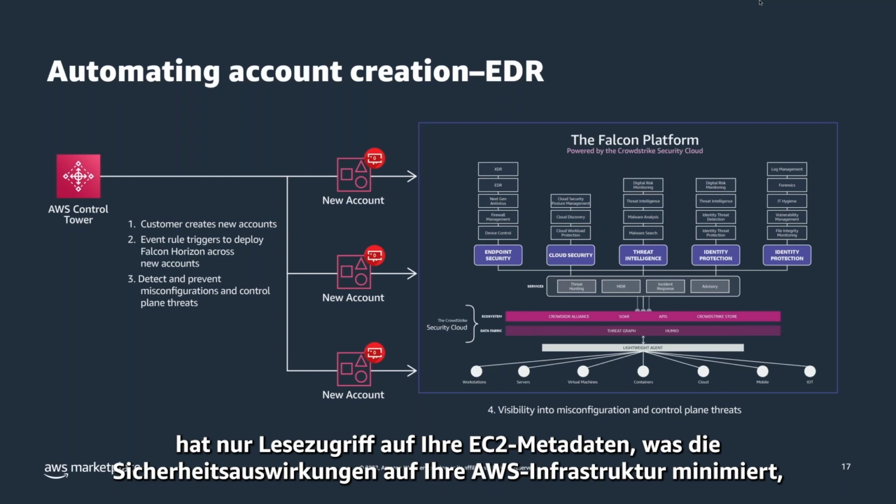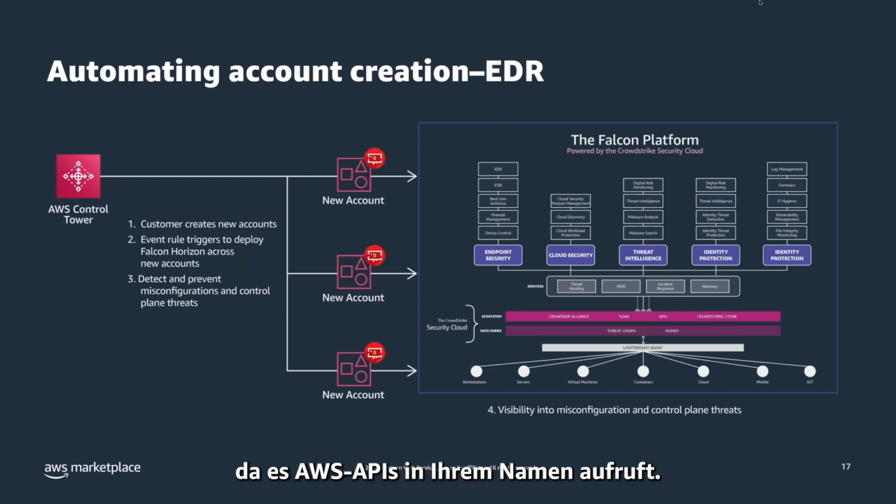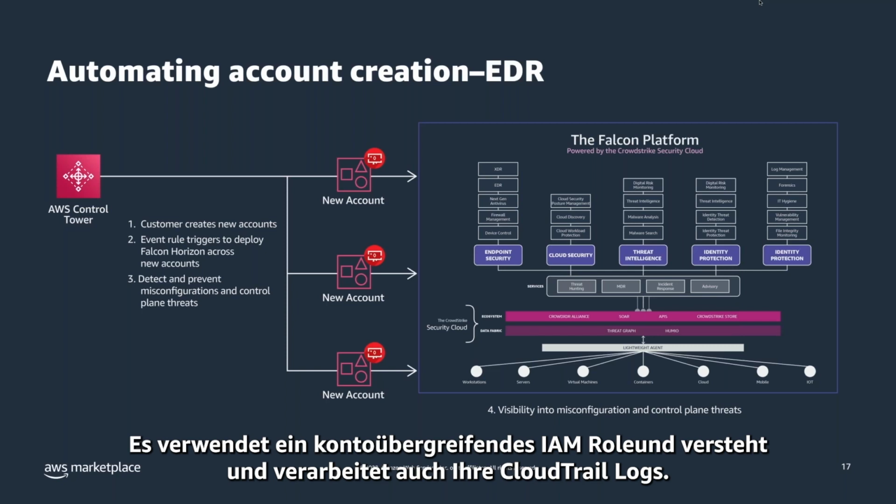Falcon Discovery for cloud and containers, for example, has read-only access to your EC2 metadata. This minimizes the security impact to your AWS infrastructure because it calls AWS APIs on your behalf using a cross-account IAM role. And it also understands and processes your CloudTrail logs as well.